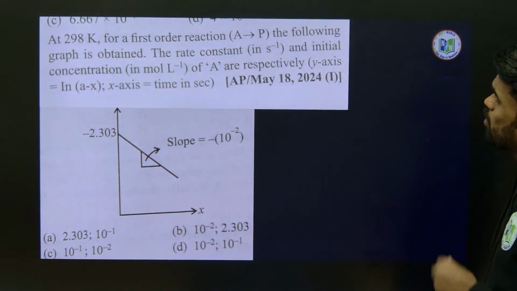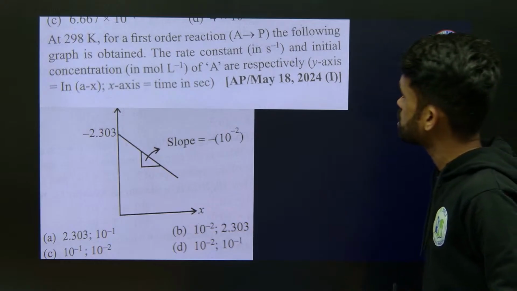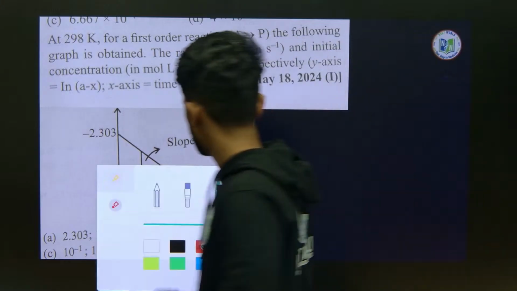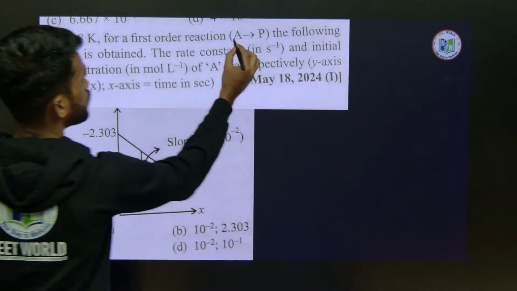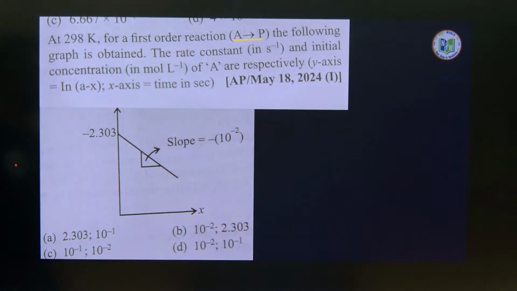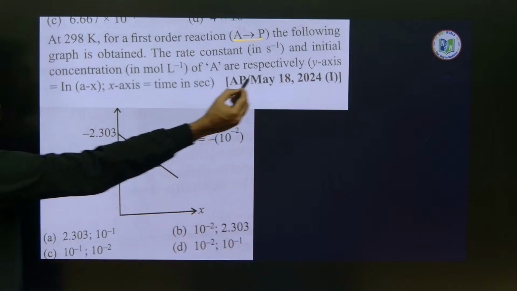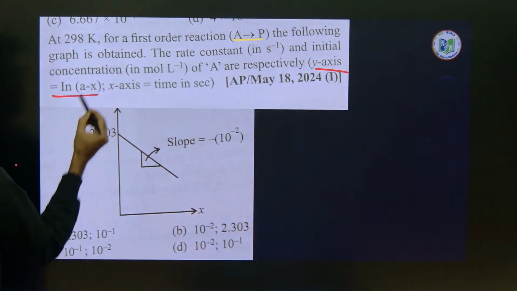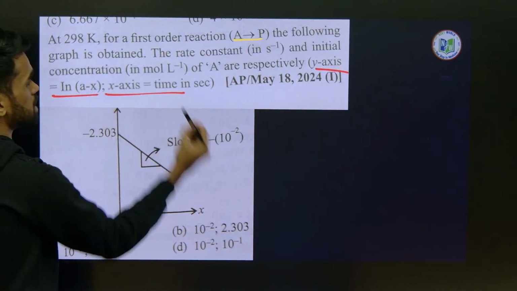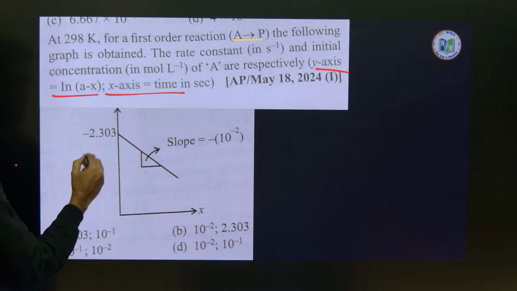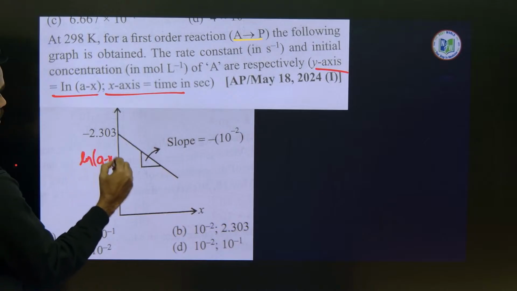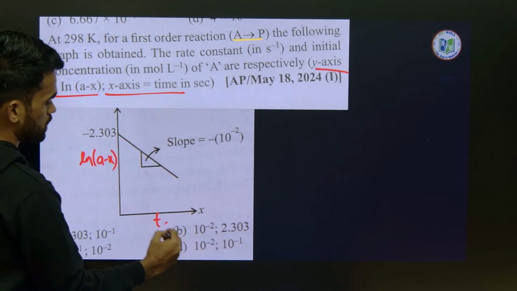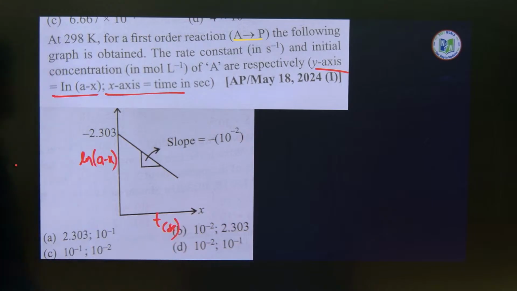And look at this, what they are saying: for a first order reaction A to P, the following graph is obtained. The rate constant and the initial concentration of A respectively are given. The Y axis is ln of (a minus x) and the X axis is time in seconds. Very simple. What is the equation we can get for this?